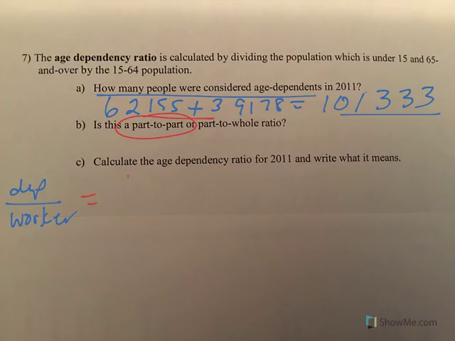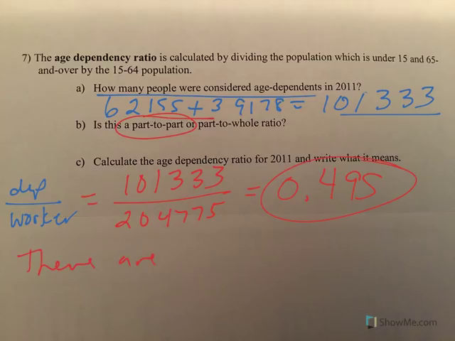So when I'm calculating this, I put my total dependents over my total workers, and that gives me a dependency ratio of 0.495. So therefore, there are 0.495 dependents on each worker. And there's your interpretation of the age dependency ratio.